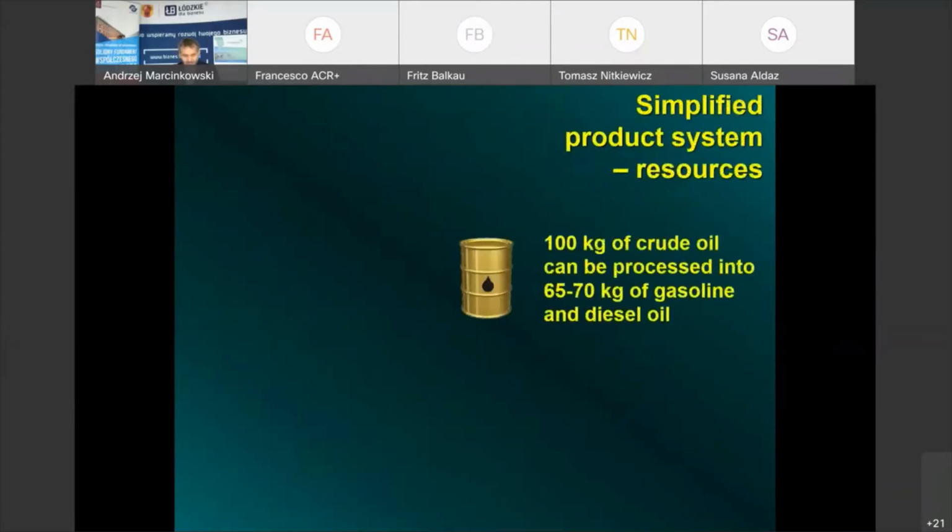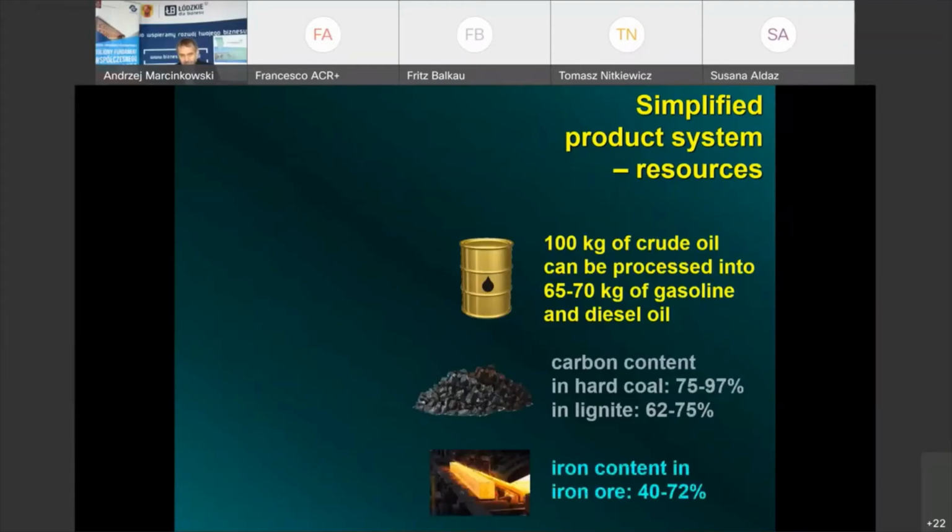Moreover, life cycle inventory databases contain detailed information connected with industrial processes, so that the life cycle assessment can take into account that, for instance, from 100 kilograms of crude oil, we can obtain only up to 70 kilograms of fuel. And there is only up to 75% of carbon in lignite, which is very important information. And the same about iron ore. There is from 40 to 72% of iron in iron ore, and the rest is some ballast material.